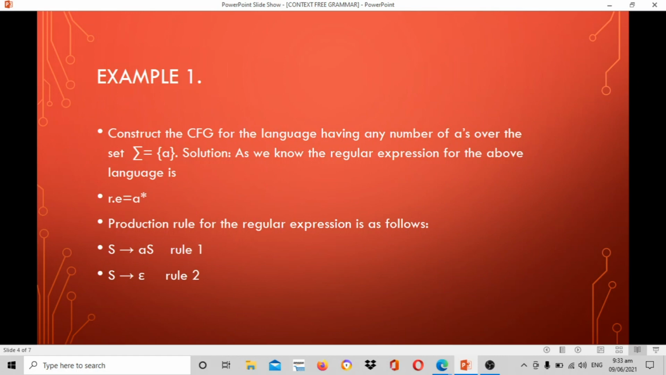Example: construct the CFG for the language having any number of a's over the set sigma equals a. Solution: as we know, the regular expression for the above language is a closure star. The production rule for the regular expression is as follows: S gives aS, this is rule number 1, and S gives empty, this is rule number 2.